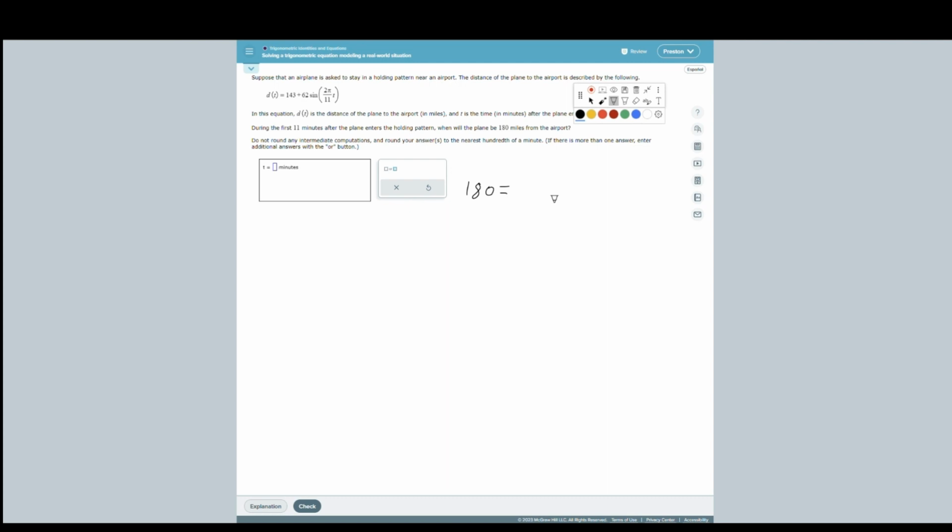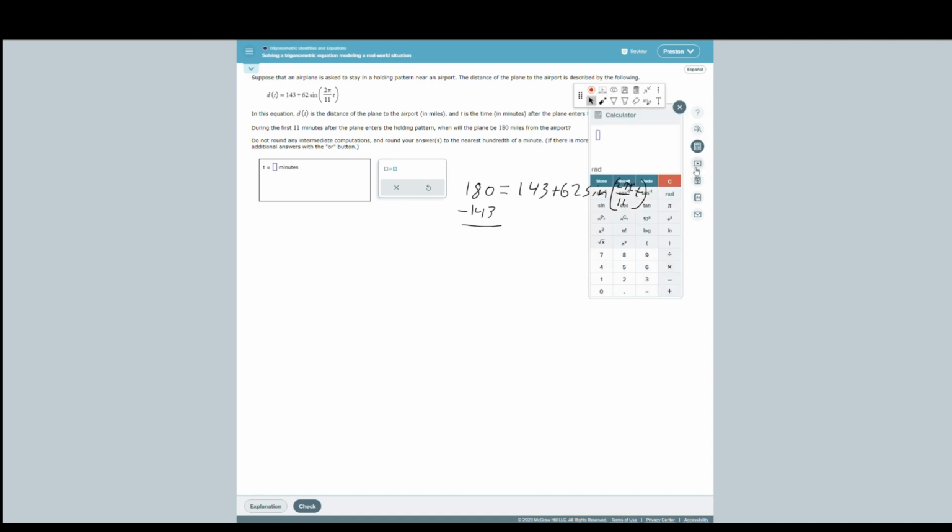So it'll just be 180 equals 143 plus 62 sine of 2 pi over 11 times t. Just like with everything else, we subtract 143 from both sides. I don't feel like doing arithmetic, especially after taking that trig exam. So 180 minus 143 gives us 37, and our equation is now 37 equals 62 sine of 2 pi over 11 times t.